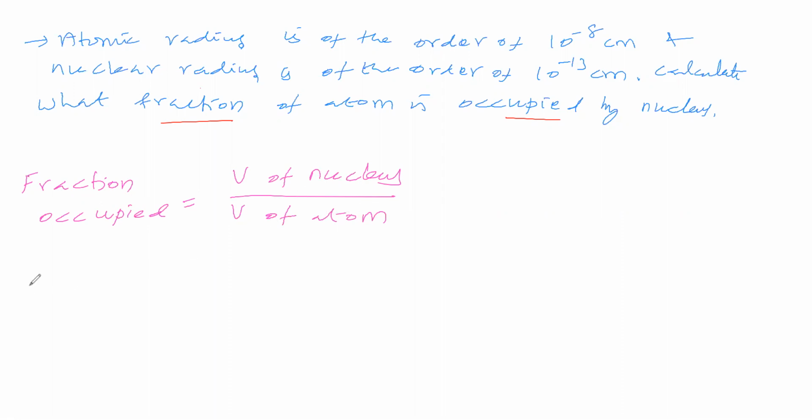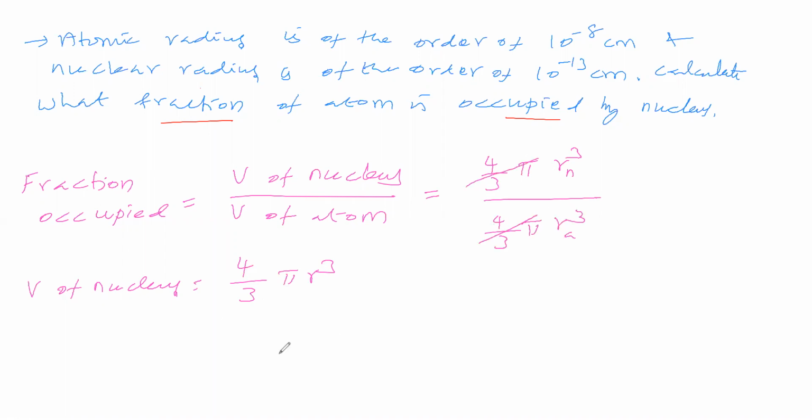We will find the volume of nucleus. Volume of nucleus is equal to 4 by 3 pi r cube, we can take, because we do not know the size and shape, so we will take a sphere. Similarly, volume of atom also we take 4 by 3 pi r cube. So 4 by 3 pi cancels, and we get radius of nucleus cube by radius of atom cube.